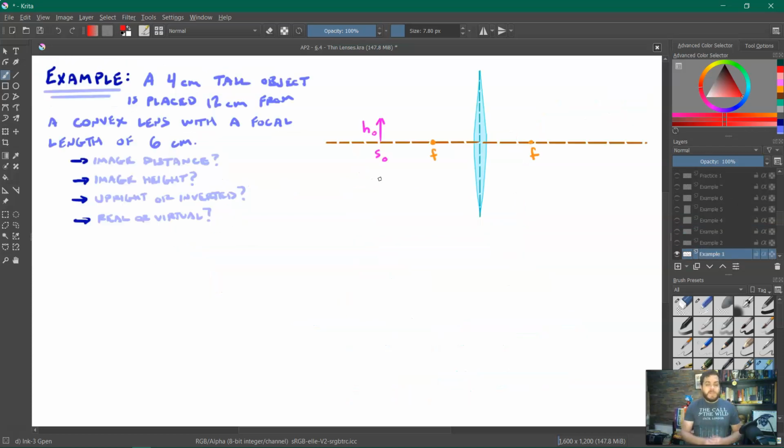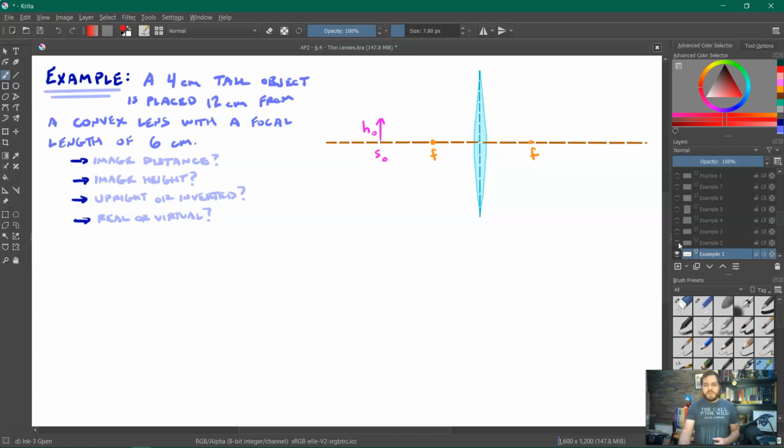So let's look at an example. Let's say we have a 4 centimeter tall object represented with this arrow, so h_o is 4 centimeters, that is placed 12 centimeters, so s_o is 12 centimeters, from a convex lens, so the sides are bowed out, with a focal length of 6 centimeters. So that means that this distance here is 6 centimeters, this distance here is also 6 centimeters. And we want to know, okay, what is the image distance and the image height of the image created by this scenario, and is this image upright or inverted? And additionally, is it real or virtual?